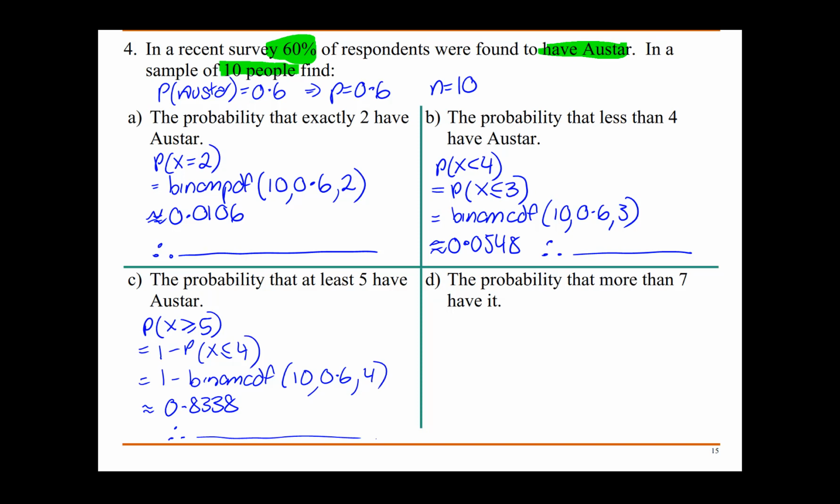Last one, the probability that more than 7 have it. So the probability that x is more than, so it's not greater and equal to, it's just greater than, more than 7 have it, is going to be 1 minus the probability that x is less than or equal to 7.